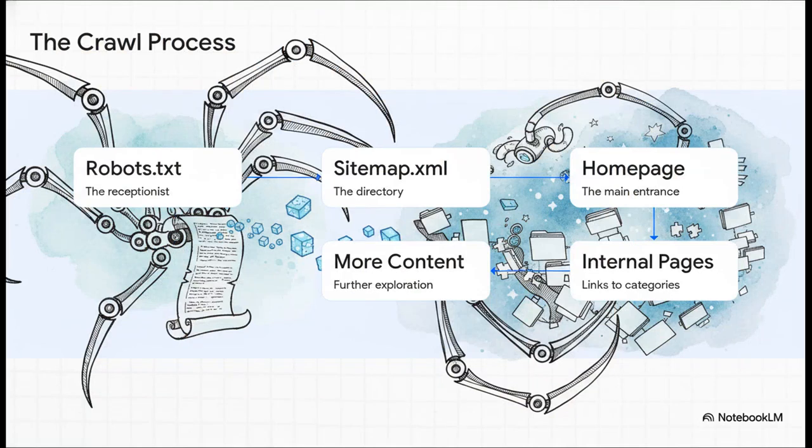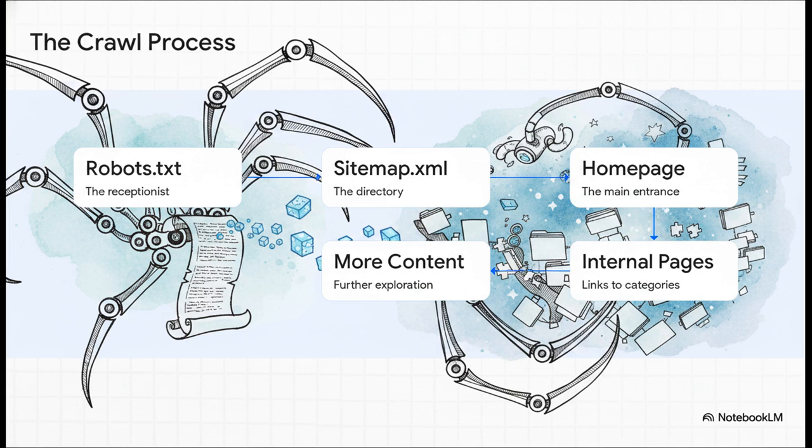Now, what's really interesting about this systematic progression is how perfectly we can map out the comprehensive journey we just took. It follows a strictly chronological 5-part flow. Step 1, consulting the robots.txt for the rules. Step 2, reading the sitemap.xml for the layout. Step 3, entering the homepage. Step 4, navigating the internal pages through links. And Step 5, discovering deeper, nested content.